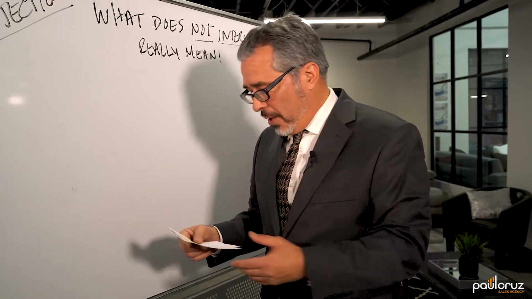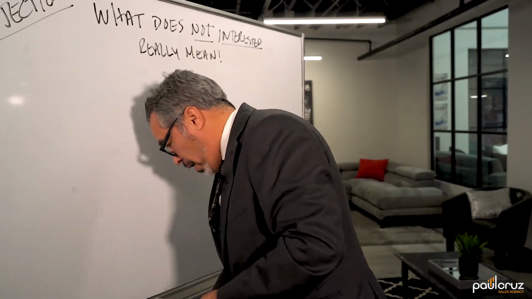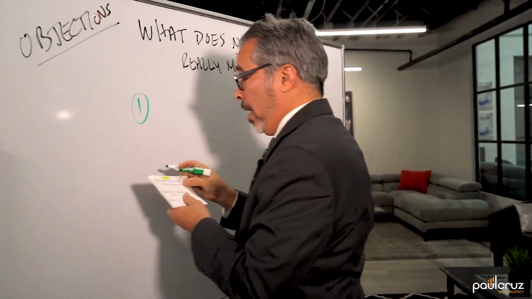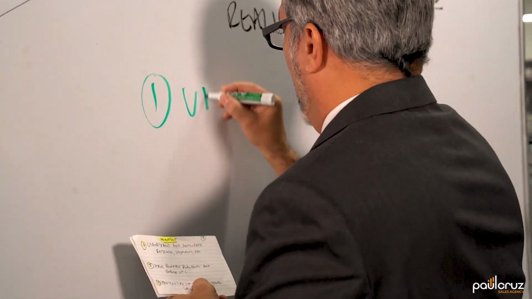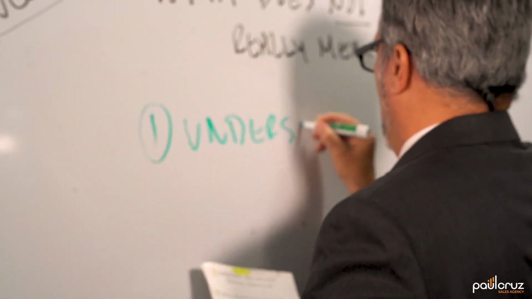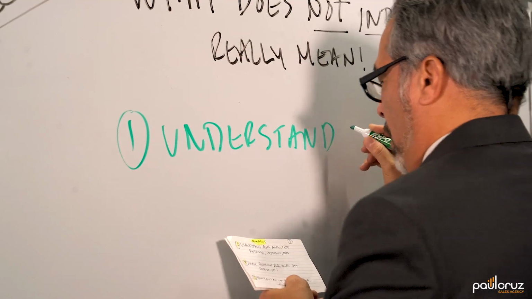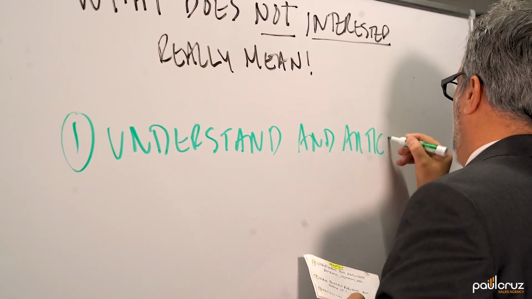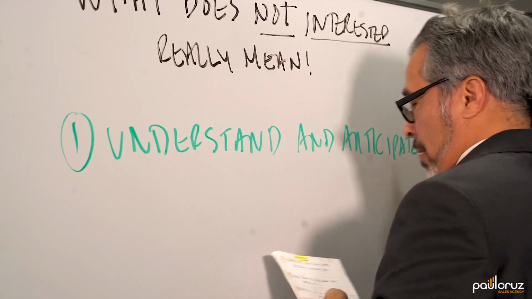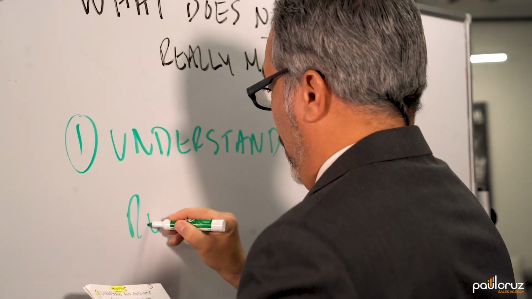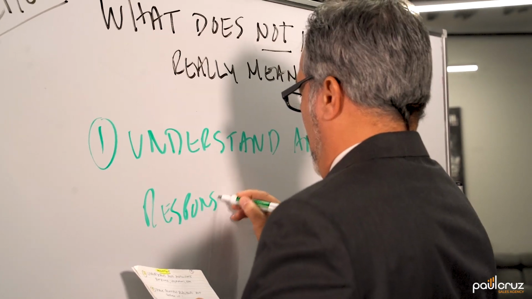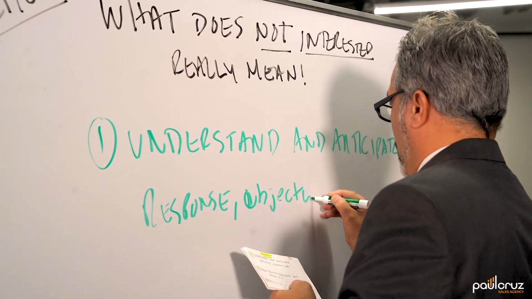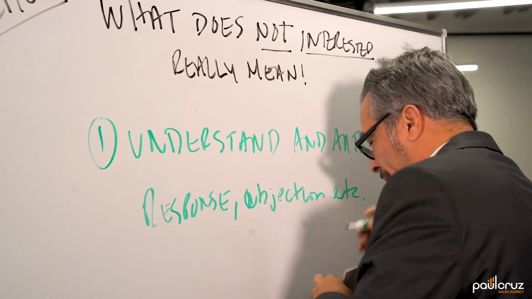Generate sales, right? Okay, now, so I'm going to share with you, and I'm going to put this one in green. Hopefully my green marker works. All right, it works. Okay, number 1, here's the mindset. Understand and anticipate response and objections, etc. Why is this important?